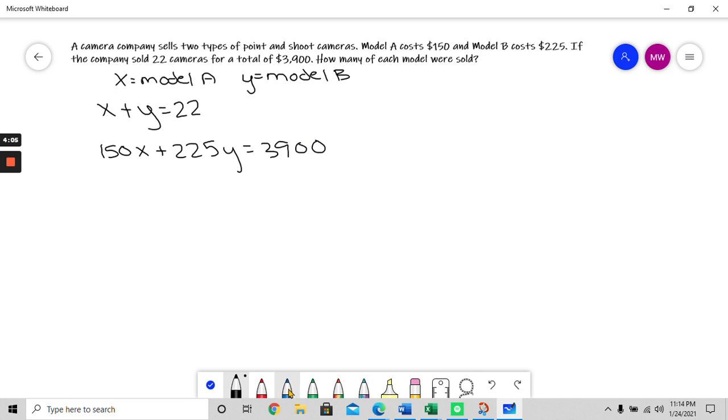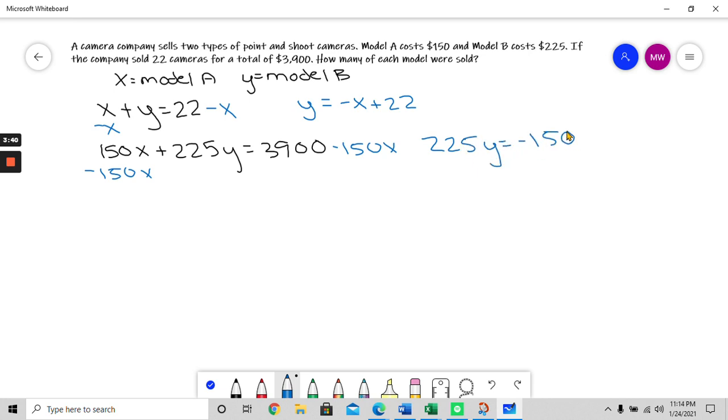I'm going to rewrite these in y equals mx plus b. So I'm going to subtract x from both sides, and I'm going to say y equals negative x plus 22. On this side, I'm going to subtract 150x from both sides, and I'm going to be left with 225y equals negative 150x plus 3,900.